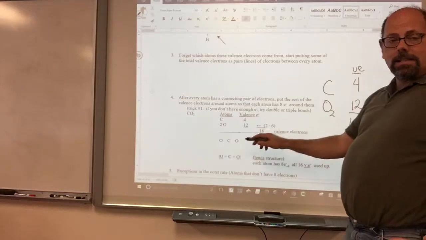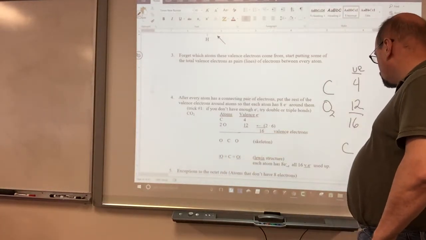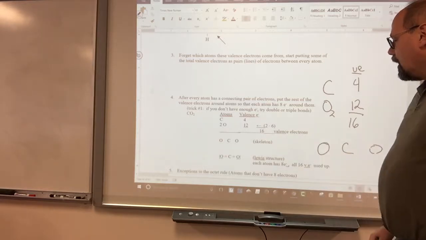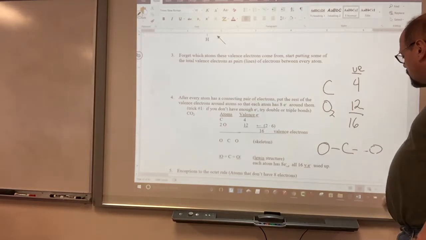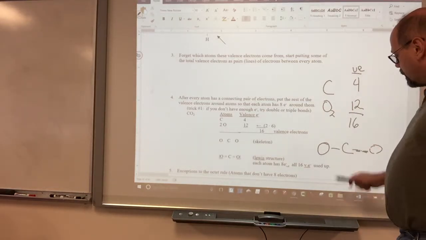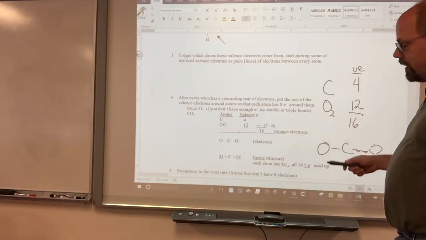Now, I'm going to write down the skeleton structure. I have 1 carbon and 2 oxygens, so the carbon must be in the middle. Oxygens must be somewhere around it. I'm going to put an electron pair between each one. I'm going to put 1 line between each one just to get them started bonding. That's where you start putting your electrons, okay? So I've got 2, 4 that are total. I've taken 4 out of the total 16. I've got 12 more electrons to put.